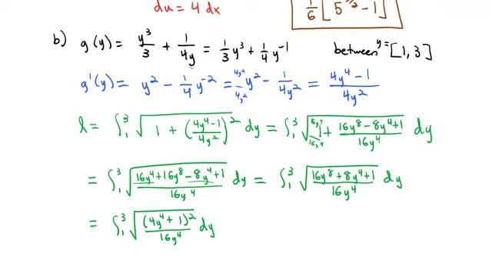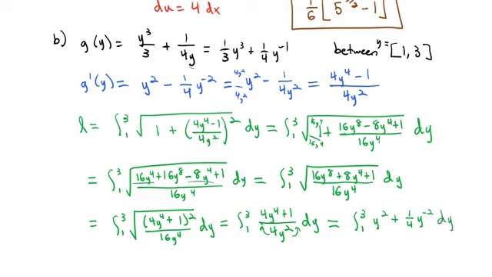And that is really nice because we can take the square root of the numerator and denominator. So we're integrating from 1 to 3. The square root of a square is just the stuff, 4y to the 4th plus 1, over the square root of 16 is 4, and the square root of y to the 4th is y squared, dy. Almost to the point where we can do some calculus. We're integrating from 1 to 3. Let's divide both parts by the 4y squared, and we end up with y squared plus 1/4 y to the negative 2, dy.